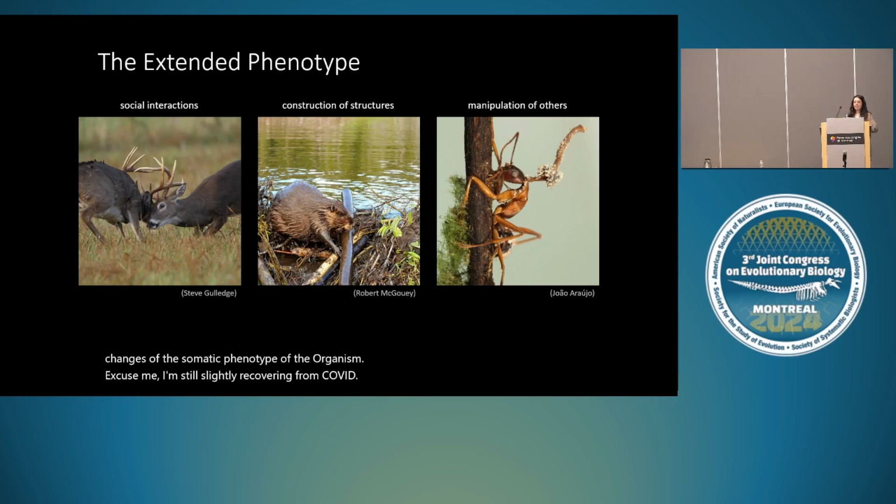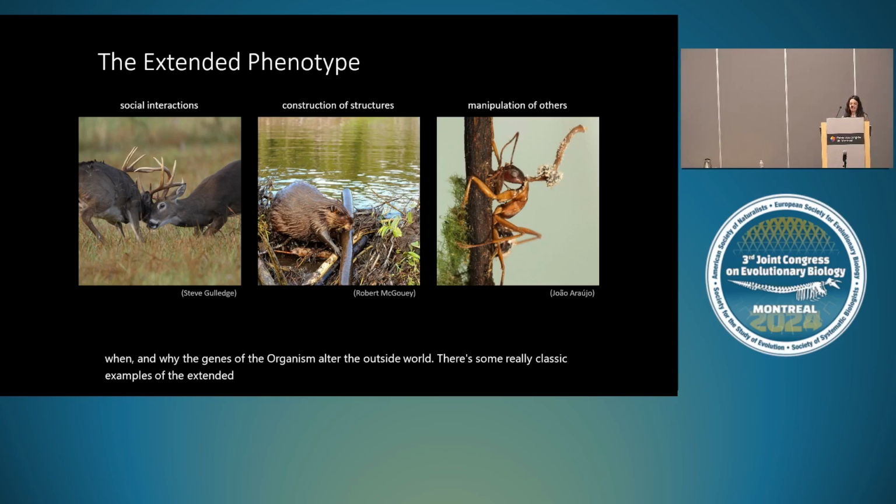So what is the extended phenotype? Well, this is a concept that attempts to describe how, when, and why the genes of the organism alter the outside world. There's some really classic examples of the extended phenotype.